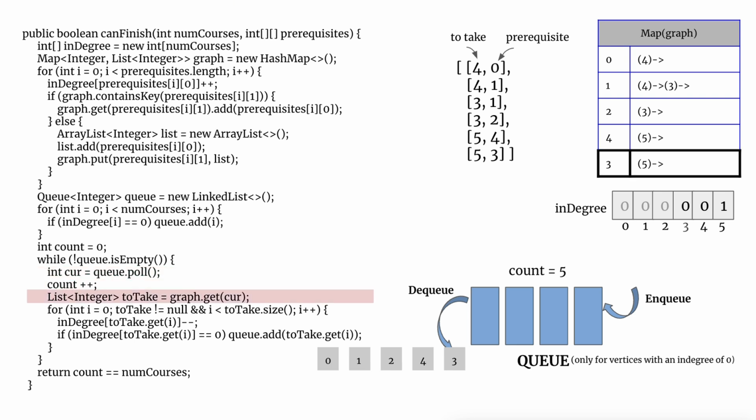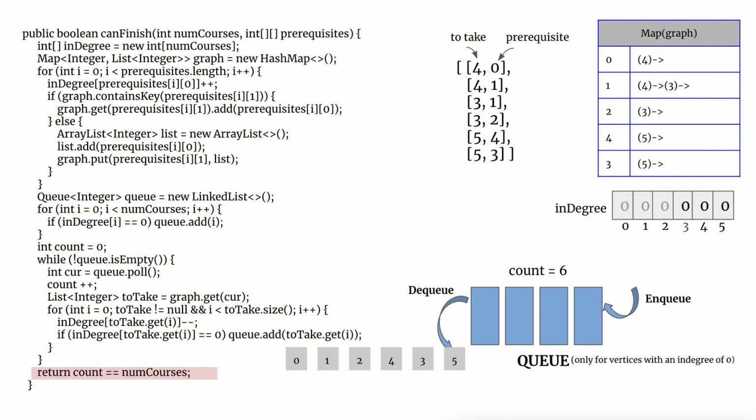I then check the hash table to see which courses are influenced by the completion of course 3. Use a for loop to iterate through this array list. Decrease course 5's indegree from 1 to 0 as it's influenced by the completion of course 3. As you can imagine, vertex 5 will eventually be dequeued. Count++. Since vertex course 5 is not stored as a key in our hash table, the program will stop from here and jump out of the while loop.